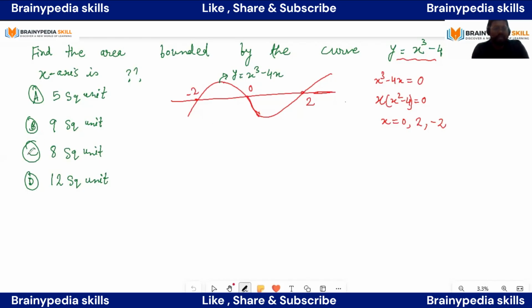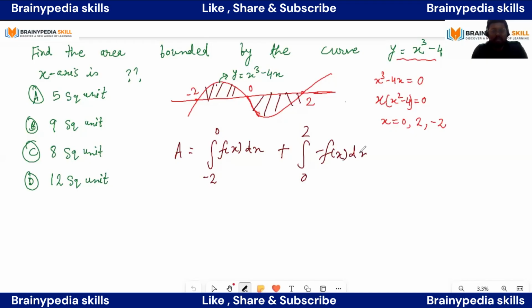So guys, we need to find the area. The area enclosed would be this one, and this one as well. So the logic is the same again. To find the area, what we are going to do? From minus 2 to 0, f of x dx, plus this one, from 0 to 2, minus of f of x dx. Why? Because it is lying below the x-axis.